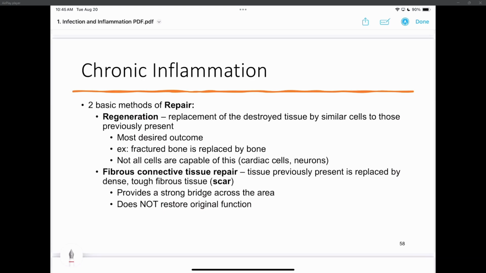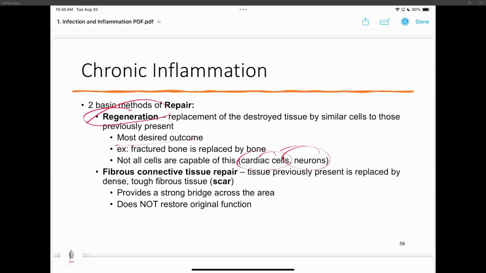So two methods of repair: it can regenerate, which obviously is the most desired outcome. Just think about a fractured bone is replaced by bone, so it repairs itself, it regenerates. But not all cells are capable of this. Cardiac cells and your neurons, they don't regenerate. That's why I said if you have a heart attack, that's it. That muscle is dead, it's not coming back, because cardiac cells do not regenerate. Neural cells do not regenerate. So you cut the nerve, that's it.